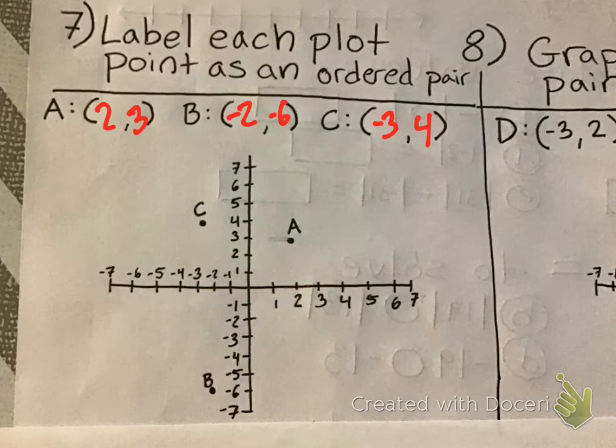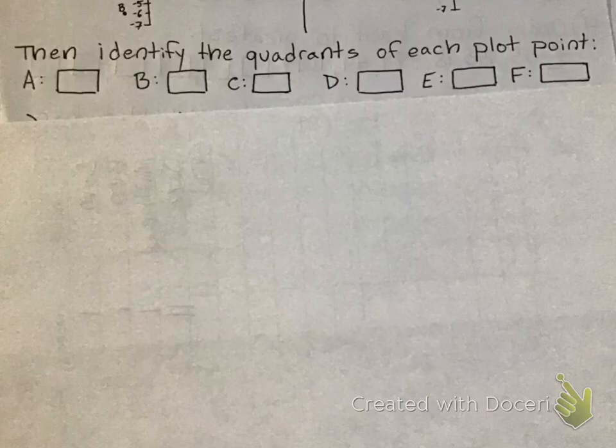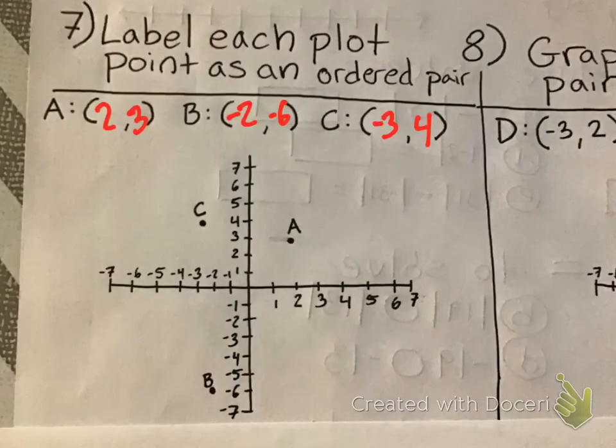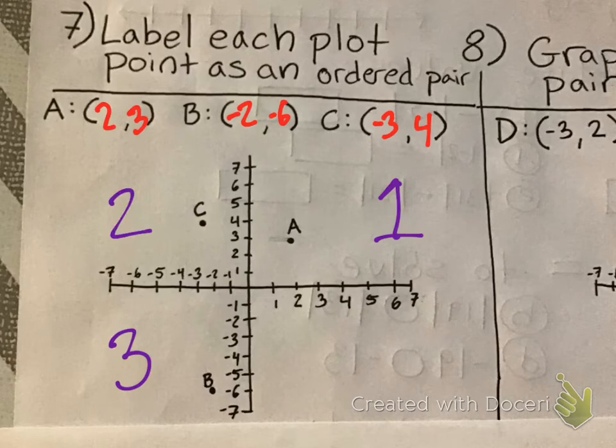Now, the last part of this. What quadrants are they each in? Who can tell me what quadrant A is in? Let's see, Nathan. 1. A is in quadrant 1. What about B? What is B in, Elsie? 3. And what is C in? Let's see, Hannah. 2. Exactly, guys. Perfect work today. Thank you.